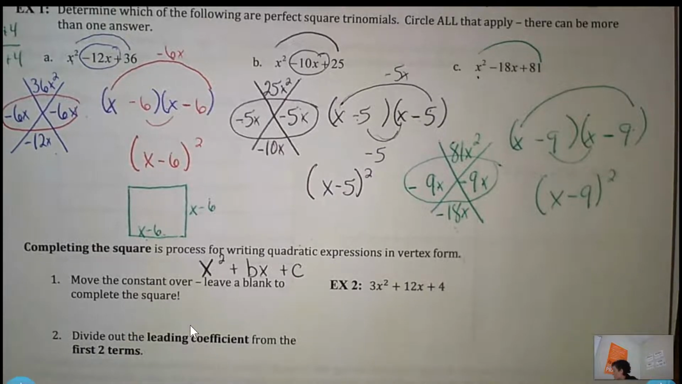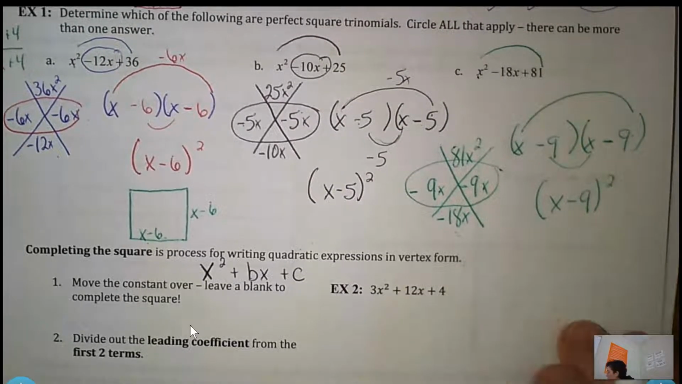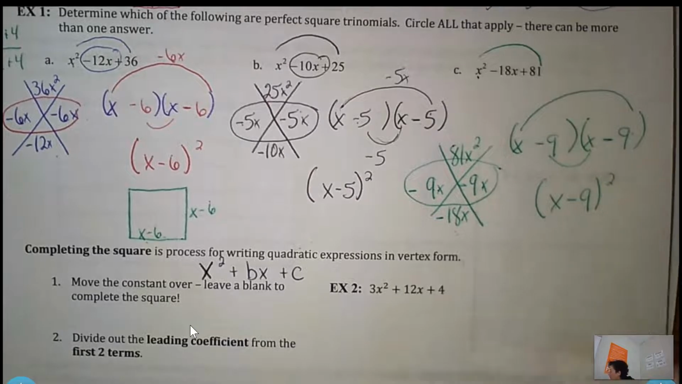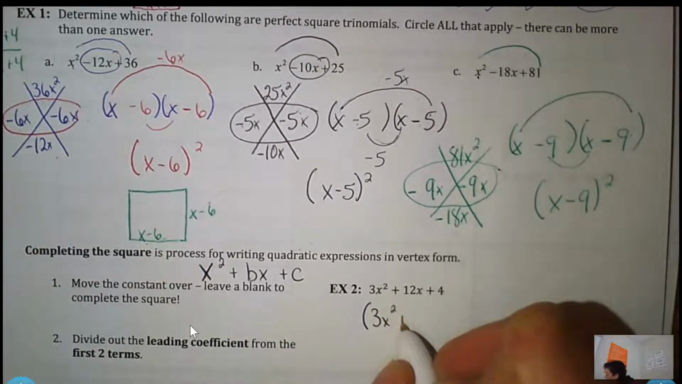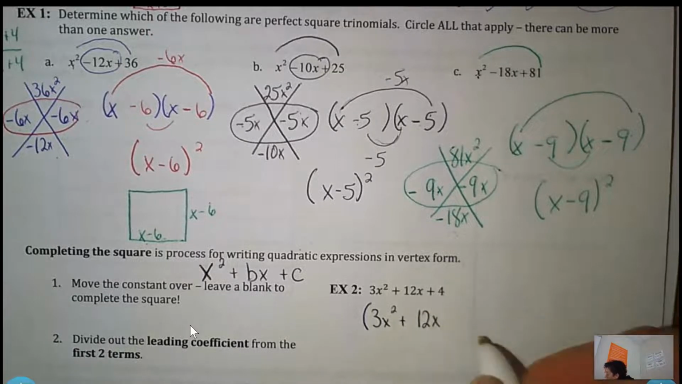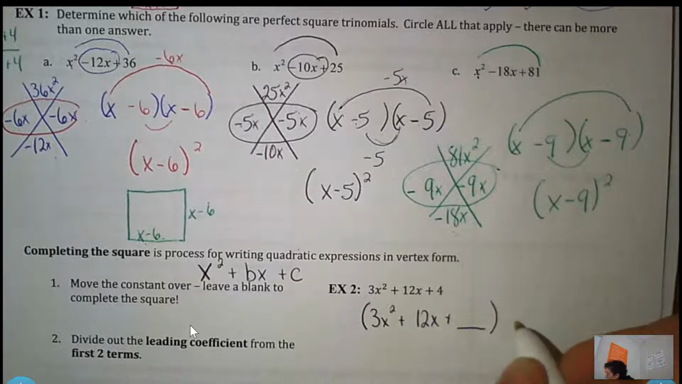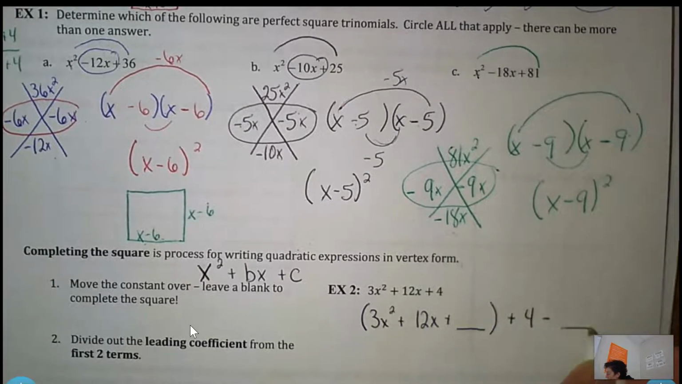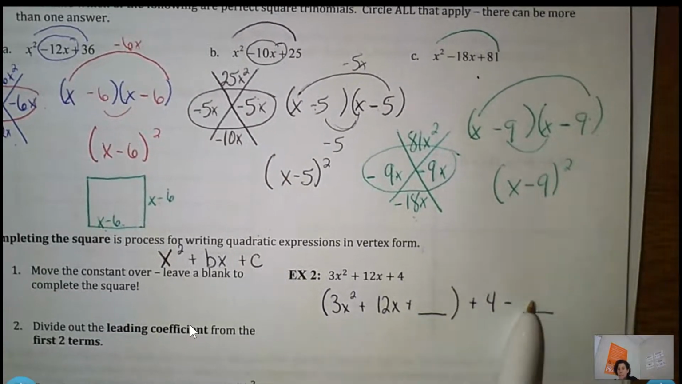So what we're going to do is we are going to move the constant over, but first we're going to group our x's together, and you're going to leave a space here. And then we're going to leave our constant on the outside. So let me explain why I have a plus a blank and a minus a blank.